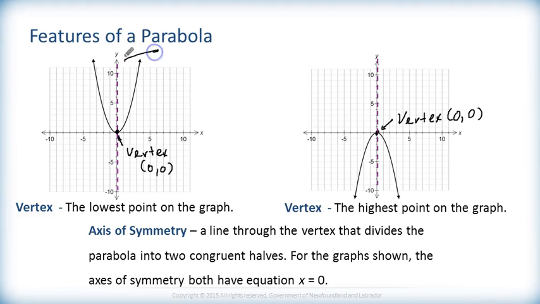The axis of symmetry has equation, I'll just abbreviate those words, x equals 0. It's the y-axis for these two graphs, but it has equation x equals 0 because it is a vertical line after all.